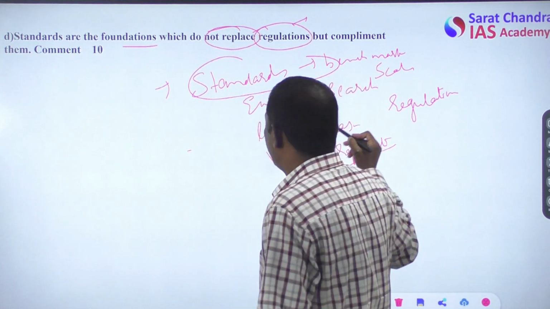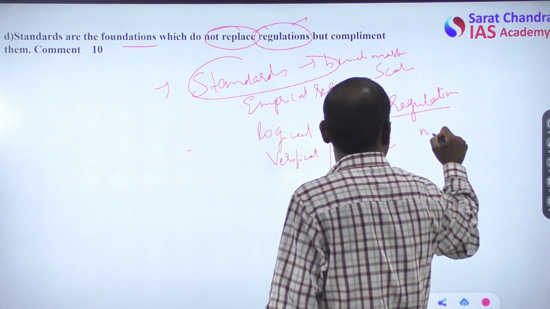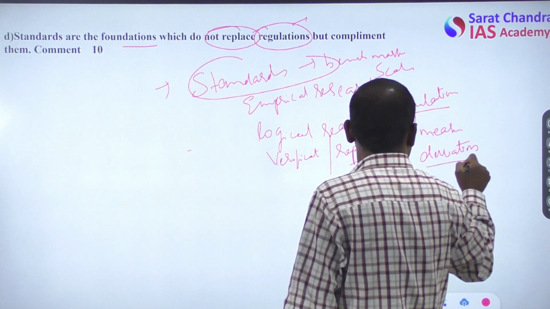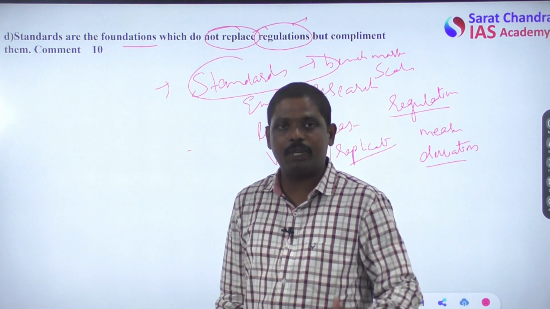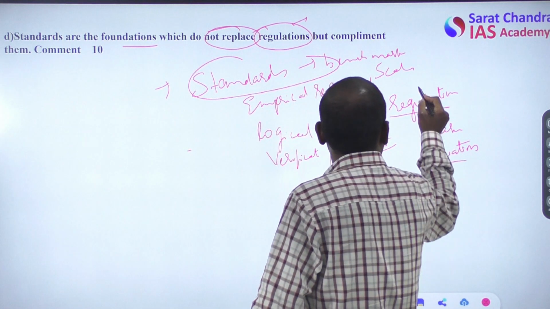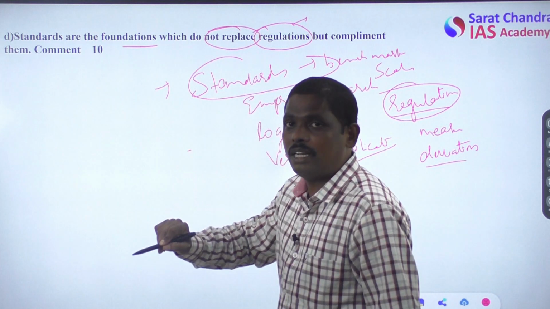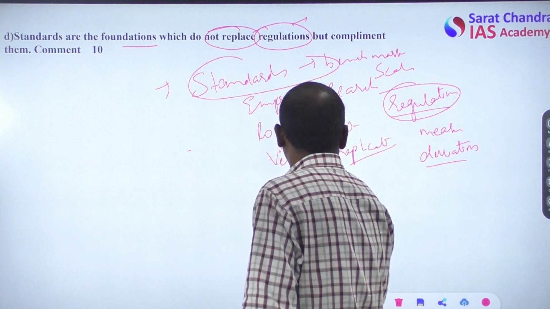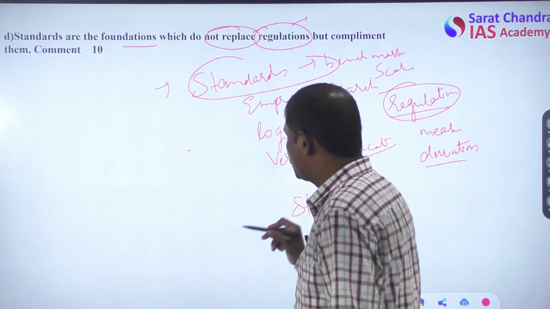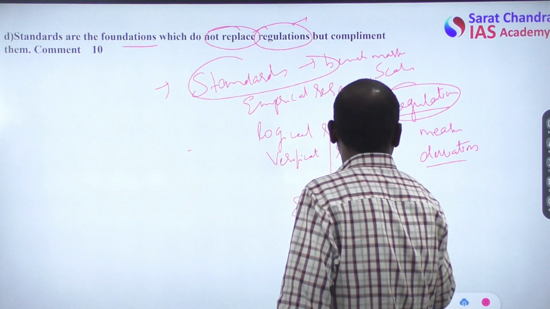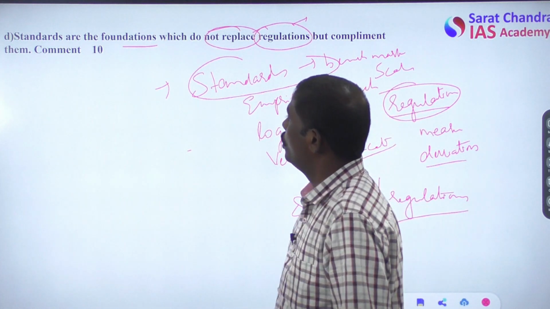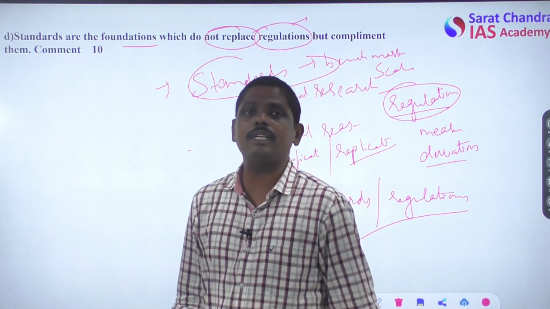Alright, so these regulations are designed by measuring deviation. So understanding deviation, measuring deviation, and then using these measures to design the regulations. That means overall we are proving that standards strengthen and complement the regulations. Alright, so this is what has been done.